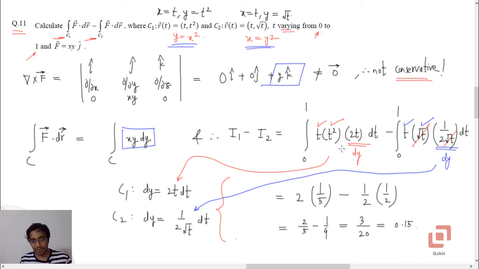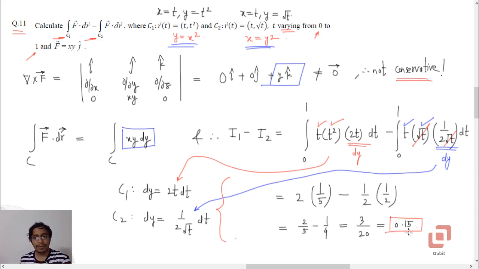For the first one, the integrand is going to be 2 times t to the power 4, so the value of the integral is going to be 2 times 1 upon 5, because the integral of t to the power 4 is t to the power 5 upon 5. And similarly for the second one, the integrand is t divided by 2, so the integral is going to be 1 upon 2 into t squared by 2 as t goes from 0 to 1, so again 1 upon 2. So the final answer is 2 by 5 minus 1 upon 4, which is 3 by 20 or 0.15.